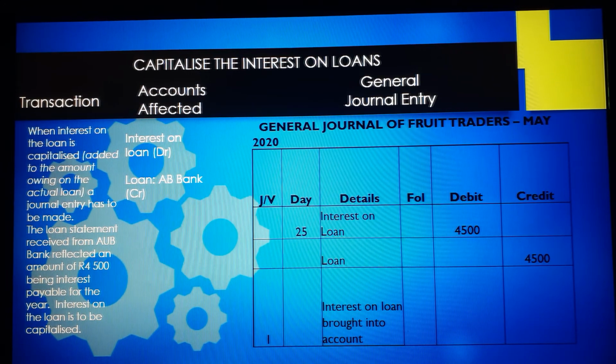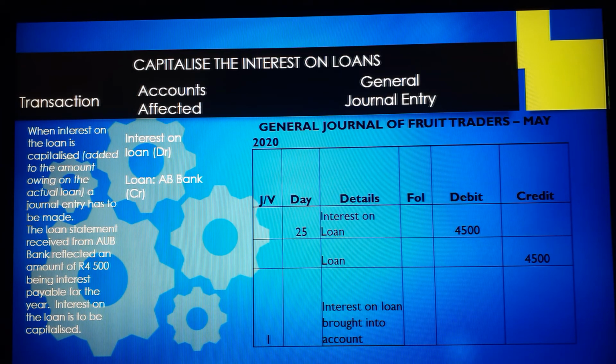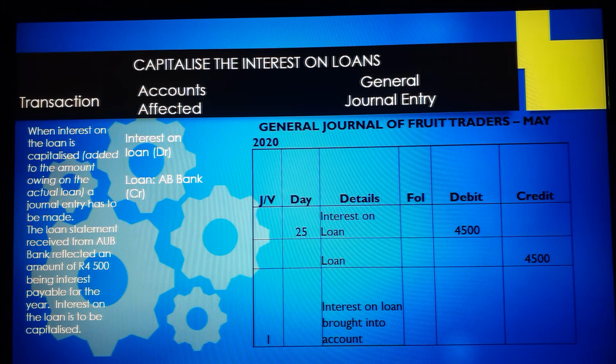So in this transaction, the loan statement received from AUB Bank reflected an amount of 4,500 Rand being interest payable for the year, and interest on the loan is capitalized. So we don't show the payment of the interest, we show how the interest is added back to the loan. So the two accounts affected would be interest on loan, which we are debiting because that's our expense, and we would credit our loan account, which is loan from AUB Bank, because that is our liability and we are adding the interest to that liability.